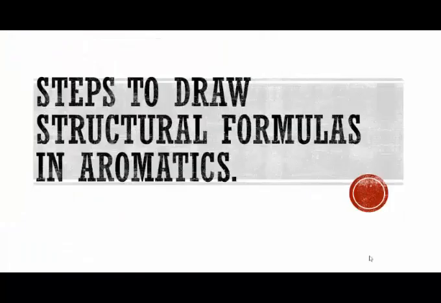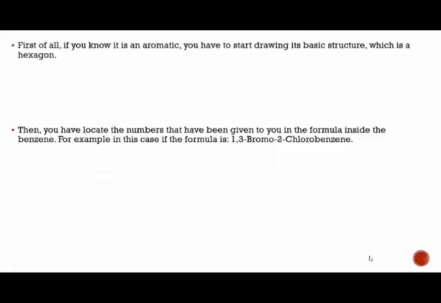Now we're going to learn the steps to draw structural formulas in aromatics. So first of all, if you know it is an aromatic, you have to start drawing its basic structure, which is a hexagon, like this one. Then you have to locate the numbers that have been given to you in the formula inside the benzene. For example, in this case, the formula is 1,3 bromo 2 chlorobenzene.